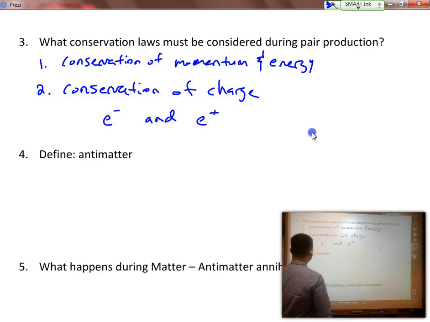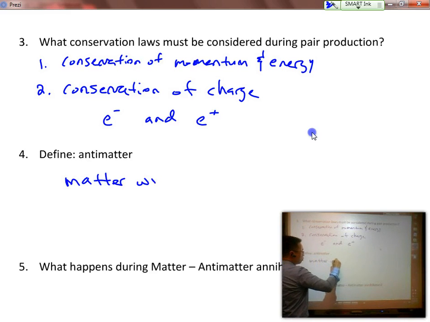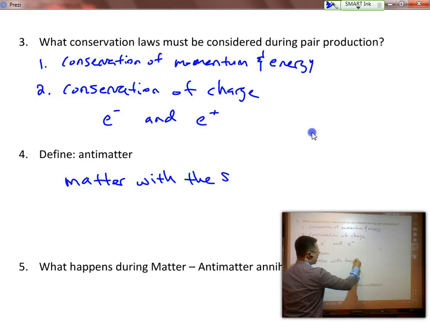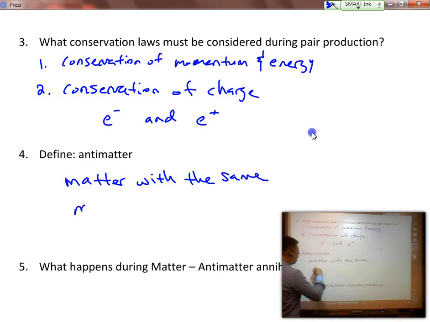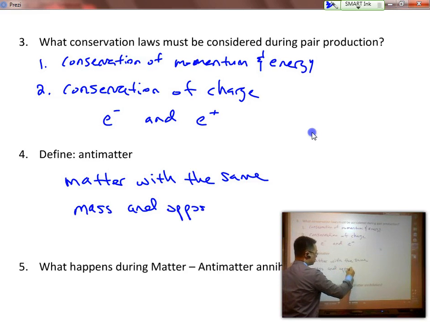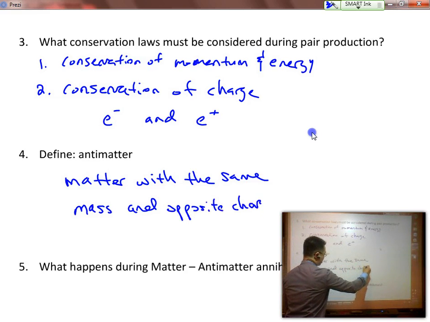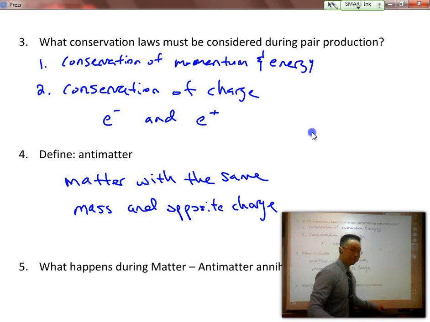Okay, so now let's talk more about antimatter itself. As I had previously stated, antimatter is matter with the same mass and opposite charge.